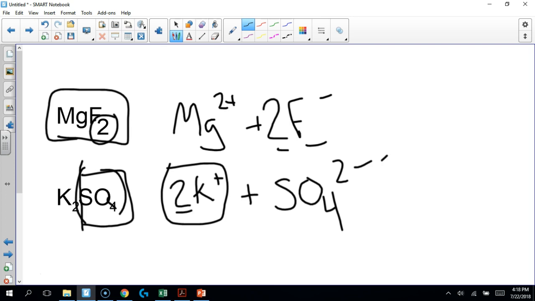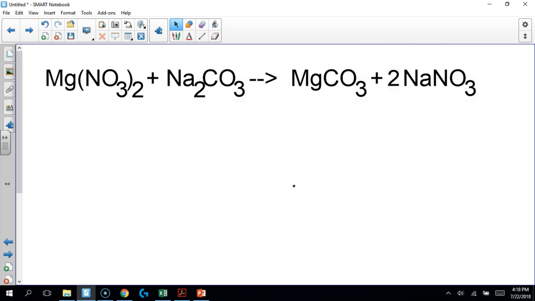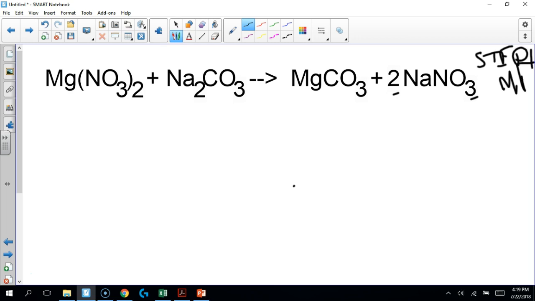Okay, so let's try this. Here's an example from the book again. And you can see this one uses some numbers and some coefficients and things like that. So this is already step 1 done for us. This is a molecular equation.